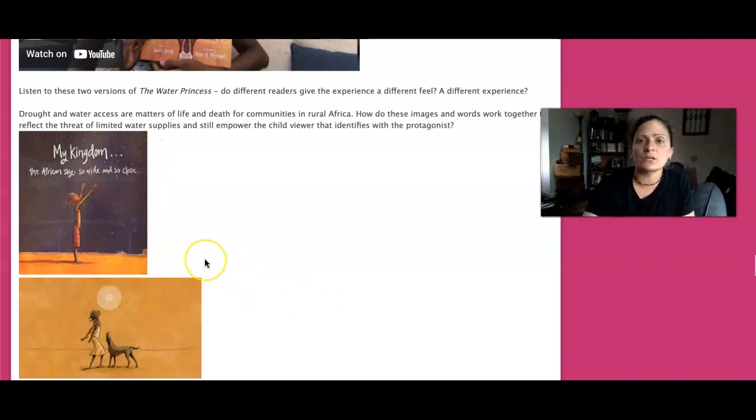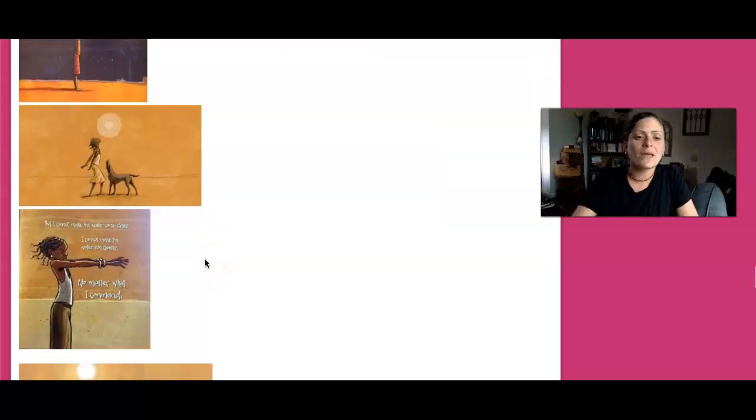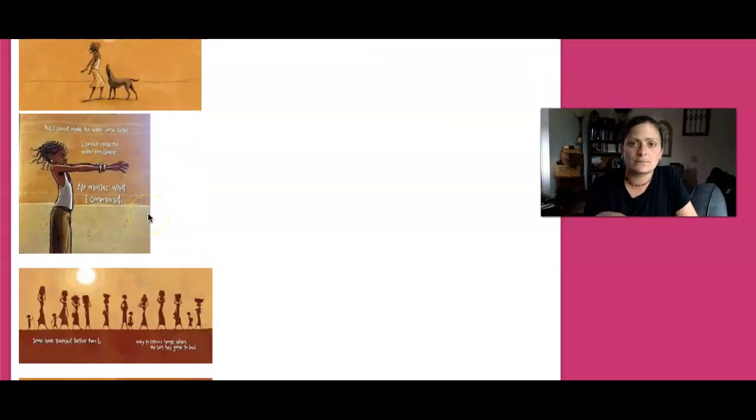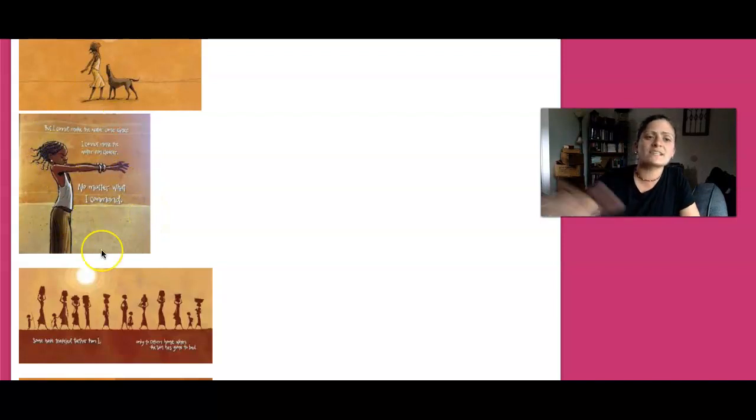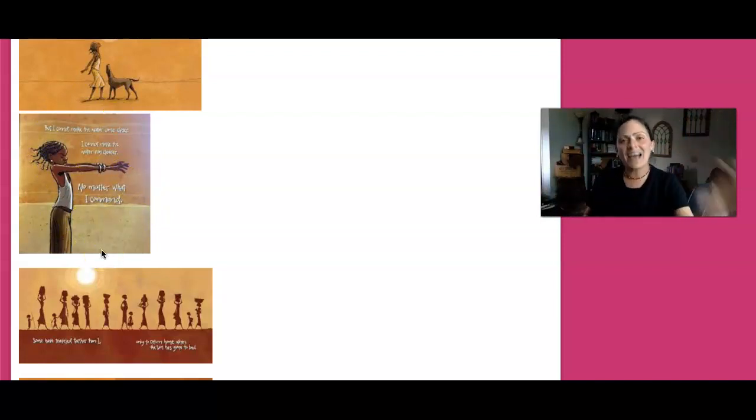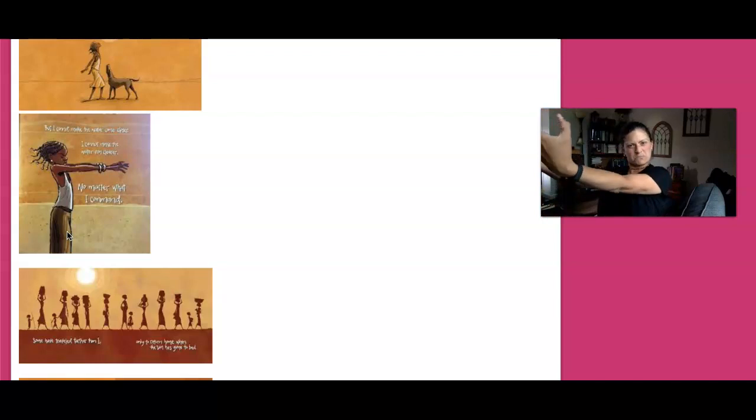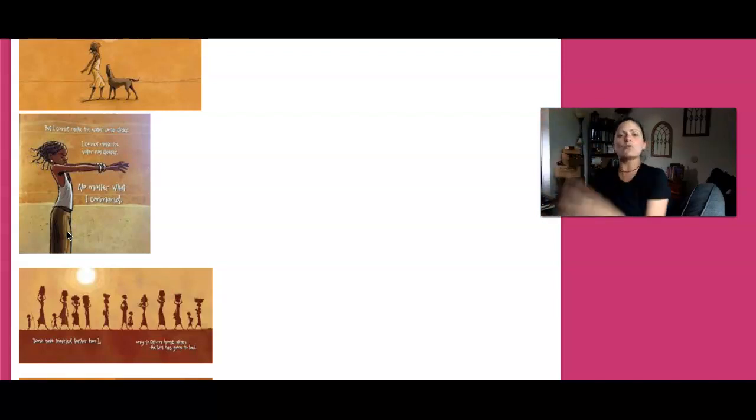Look at the child's body language. Look at the child's relationship to the nature around them, as well as to the community. Even when the text talks about the child not being able to call the water to themselves, it's still a powerful image. This little girl is standing up, and this is commanding movement. It's a powerful movement. It's not an image where the child is pleading or looks weak, even as they're talking about something they can't do.